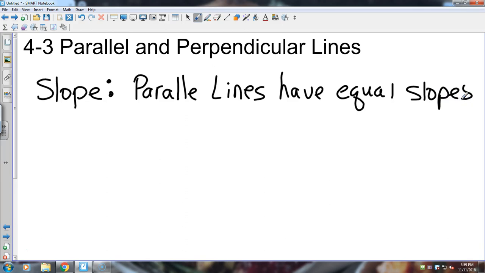So let's say the slope of a line was 1/2. If I had the slope of the line being 1/2, every line that's parallel to that, forgot an L there. Sorry, guys. Every line that's parallel to that would have a slope of 1/2. And so perpendicular lines are just a little bit different.